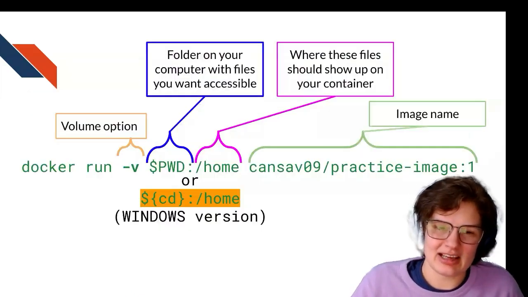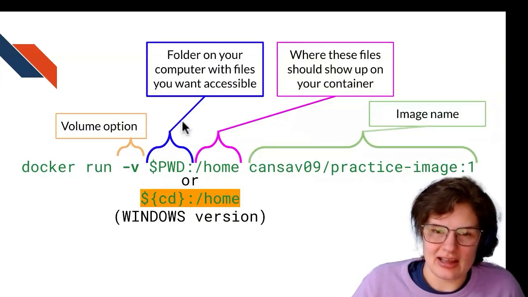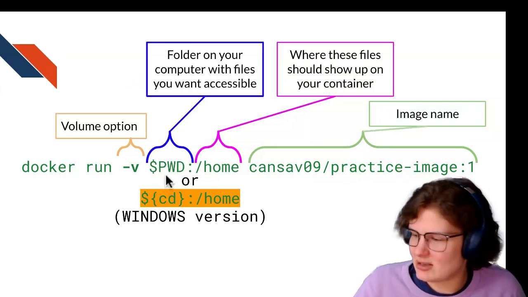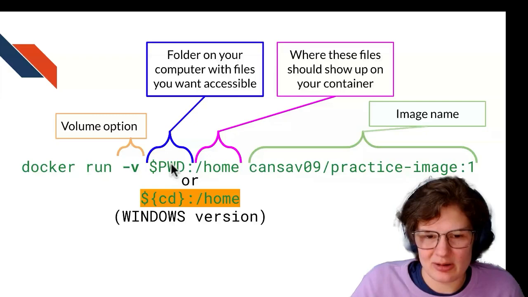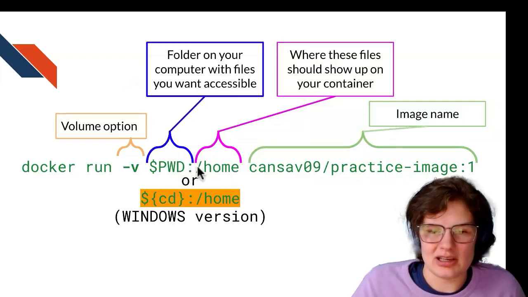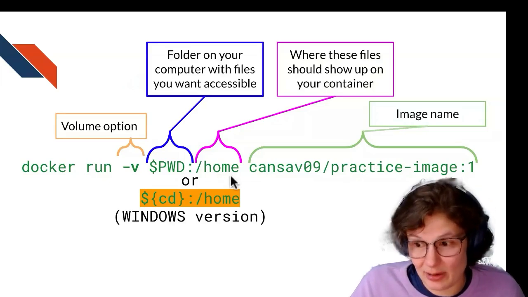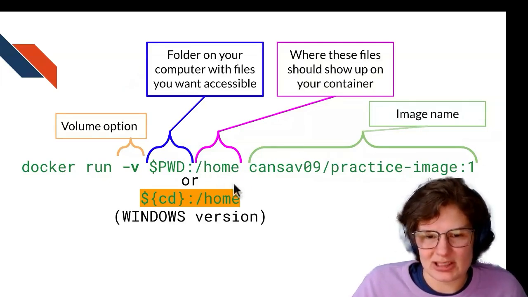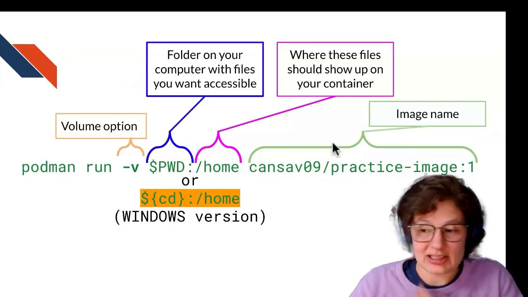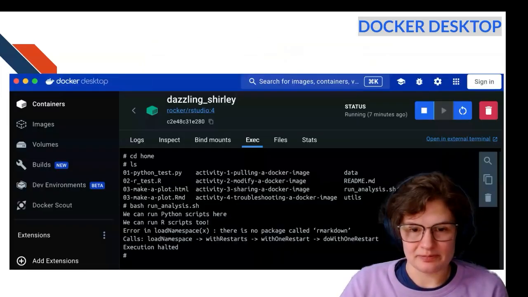Here's what it looks like for command line. You'd say Docker run, and then it doesn't have to be a print working directory command. It could be something else, but whatever the file path is, you've got to specify it in a way that the computer knows what you're talking about, and then a colon in between, and then this is where we want it to go on the container. And if you didn't know where it was going to show up on the container, you might want to just run the container and see what your file system looks like, because that can vary, and then figure that out. And then this is just the image name that we're going to make into a container. And this would be basically the same for Podman as well.